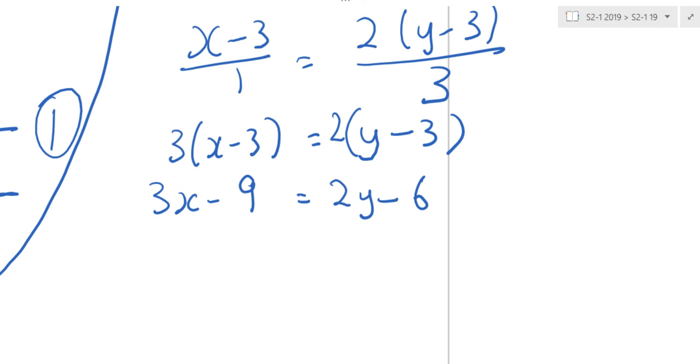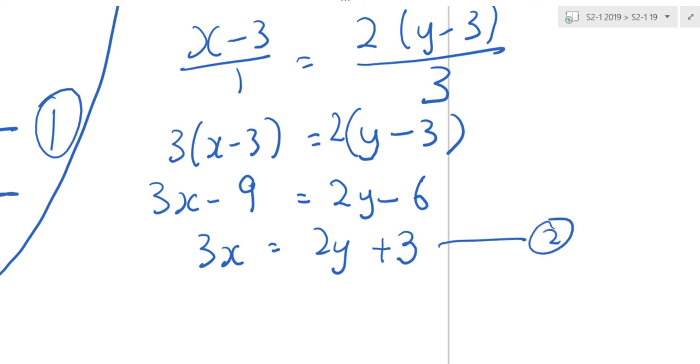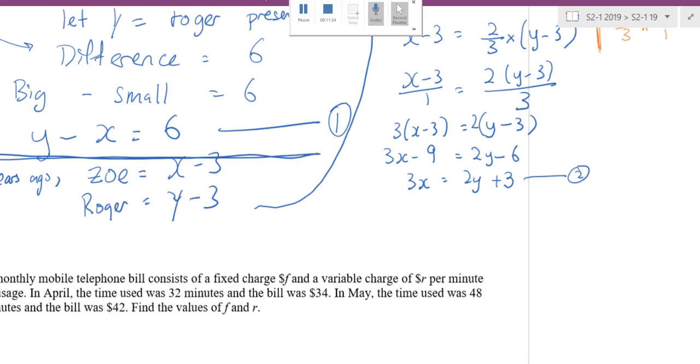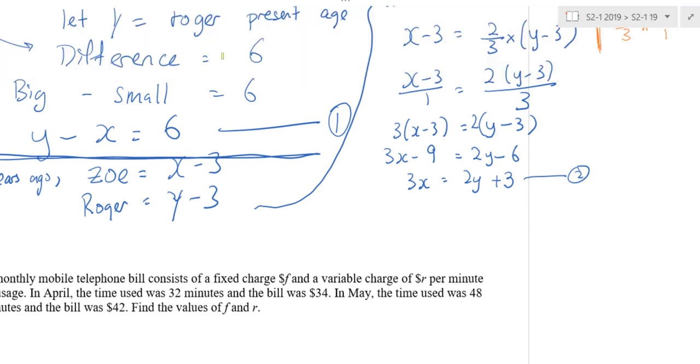Plus 6 also correct. Can you try the plus 9? Plus 9, huh? 3x equals to 2y. Minus 6 plus 9, help me. Is that okay? Then, I call this equation 2. Who lost already? Ken. Can you get rid of 3 in front of x?